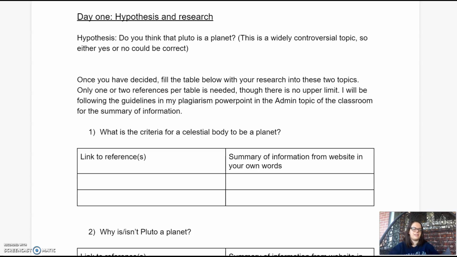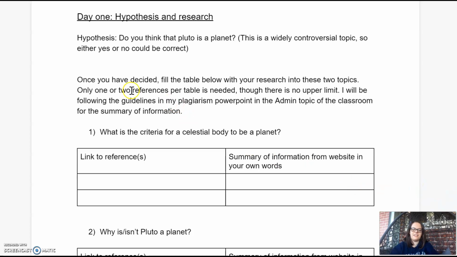This is a widely controversial topic. Opinions have changed all the time. Back when I was maybe a bit younger than you, Pluto was considered a planet, and so it is a fairly recent change that Pluto is now maybe not a planet. But make your hypothesis, make your claim, is Pluto a planet or not?